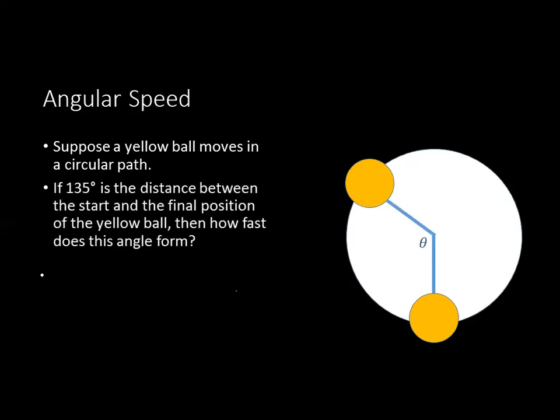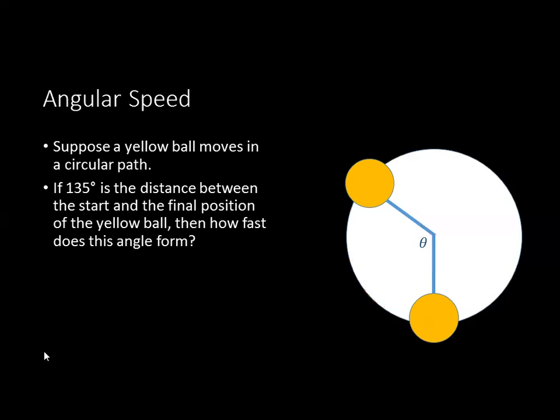If 135 degrees is the distance between the start and the final position of the yellow ball, then how fast does this angle form? Earlier we knew about linear speed. So if this is your initial, then this is your final. How fast does this ball move from the initial up to the final? All you need is the arc length, then the time. Now for this case, it's similar, but we're not talking about the arc length. We're talking about the angle, or the angular distance, between the ball at the start and the ball at the final position. So how fast does this angle form from this point up to this point? How fast?